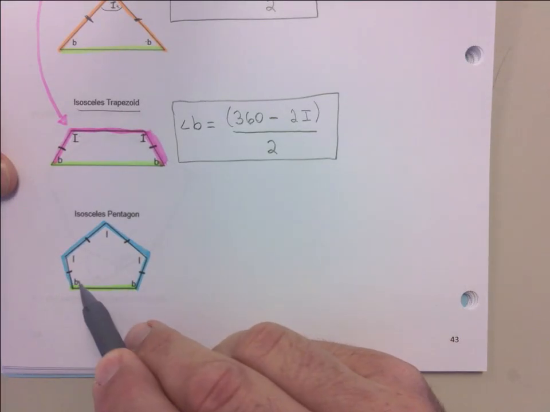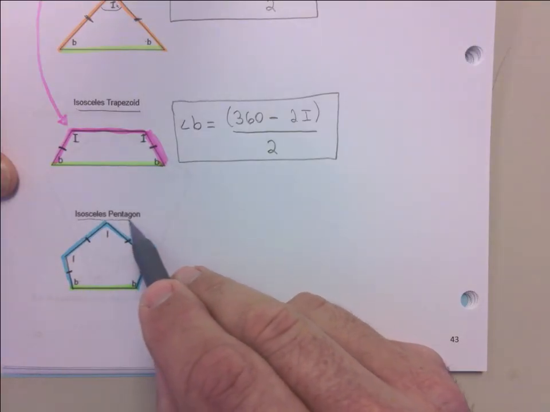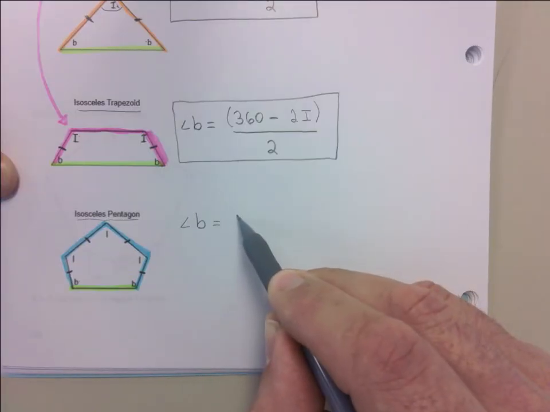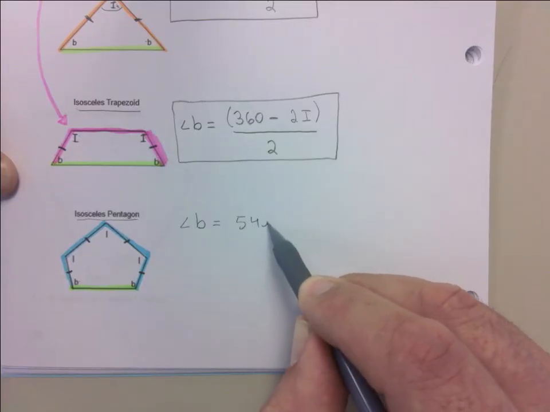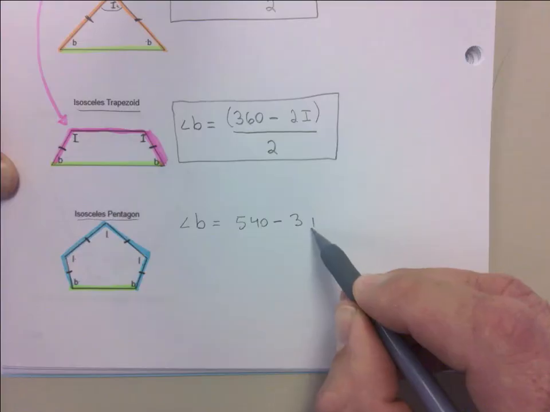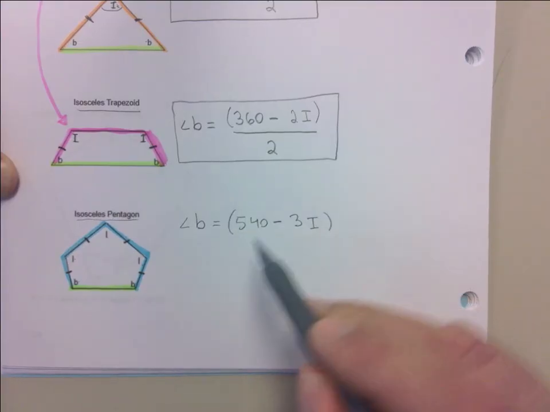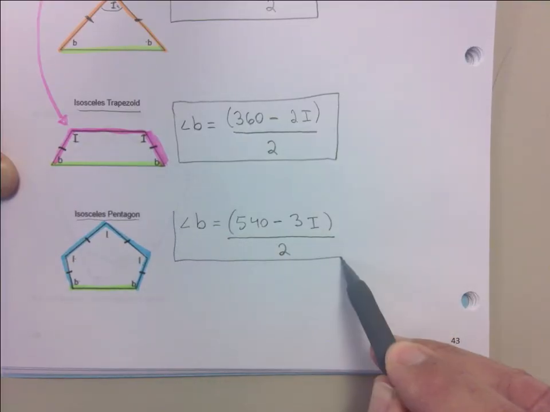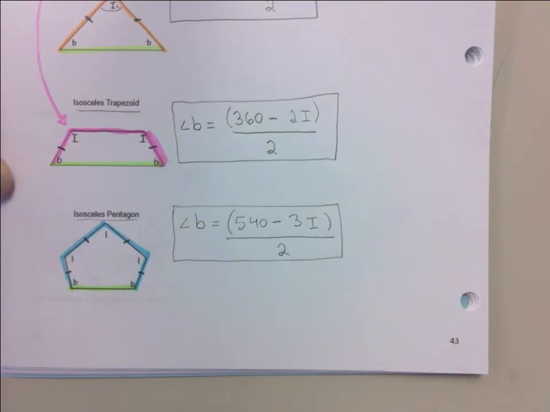Angle B, these are the same, by the way, because it's an isosceles pentagon. What do you think it's going to start with? 540. Minus. How many i's? 3 i's. Divided by 2. There we go. So this is kind of like the next step we're going to take.